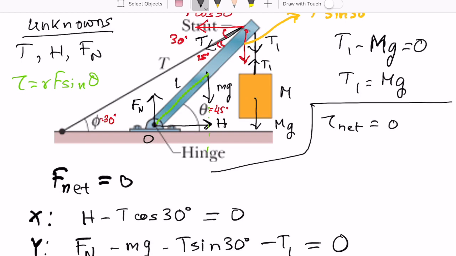Let's write down the expression for the torque of mg. It's going to be R, which is L divided by 2, multiplied by the force, which is mg, multiplied by sine of the angle between mg and R. And in this case, the angle is going to be 45 degrees. It's going to be this angle.